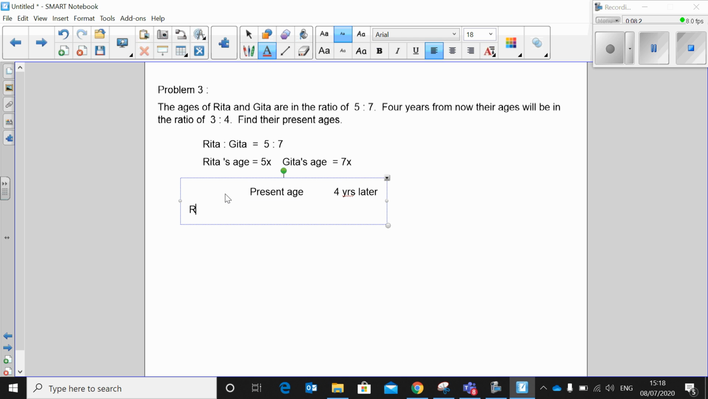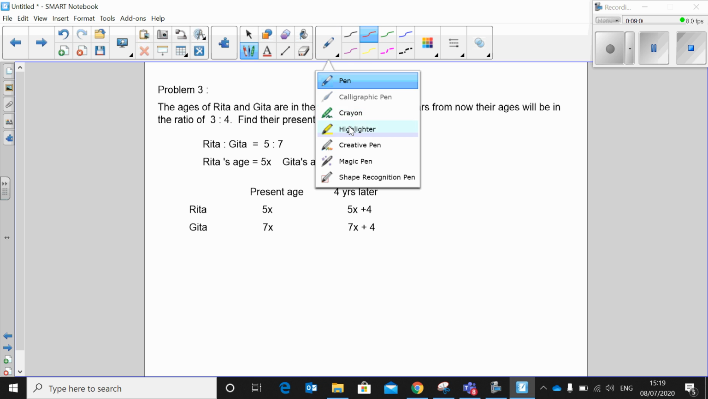So who are the characters? Rita's present age is 5x, whereas Geeta is 7x. Now, if the present age is 5x, 4 years later it will be 5x plus 4. Similarly, if Geeta is 7x years, then 4 years later she will be 7x plus 4. So now what is given: 4 years from now, the ages will be in the ratio 3:4. So the ages have become 3:4.